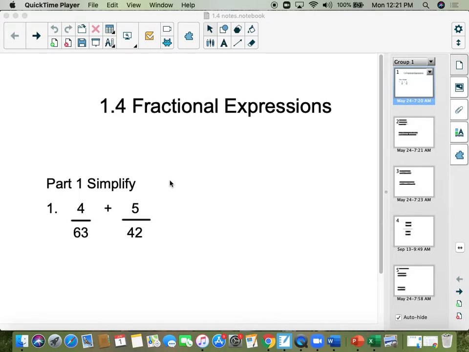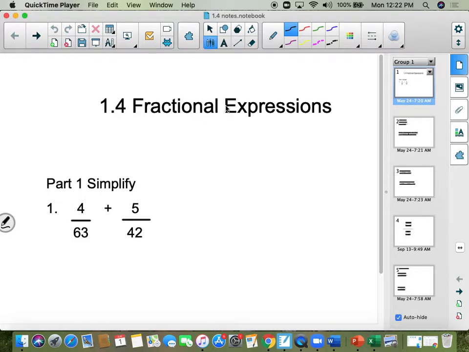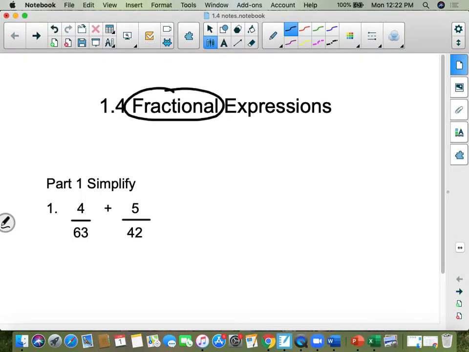1.4 is all about fractional expressions. Fractionals, fractions. Right now I'm just going to go over how to do the number fractions that you would have had more at the elementary level. You can't add fractions unless you have a common denominator.